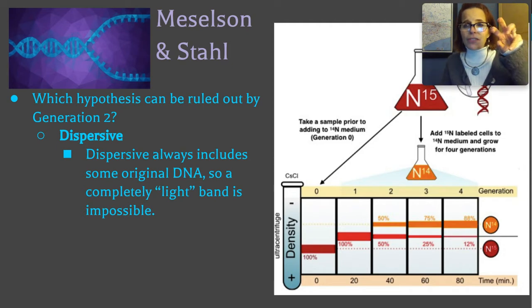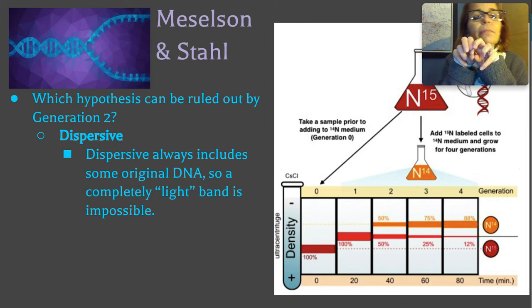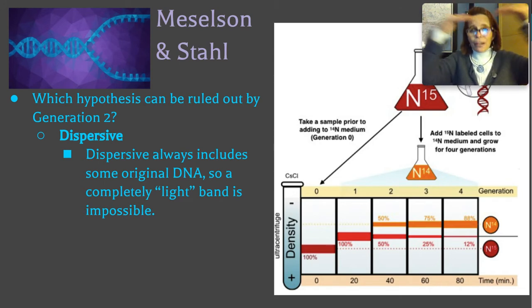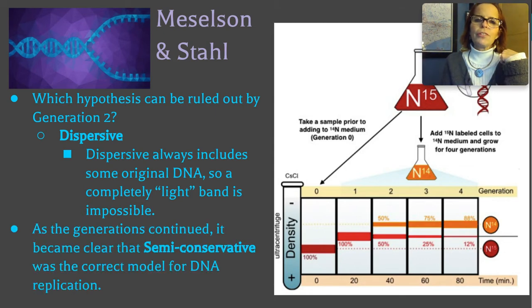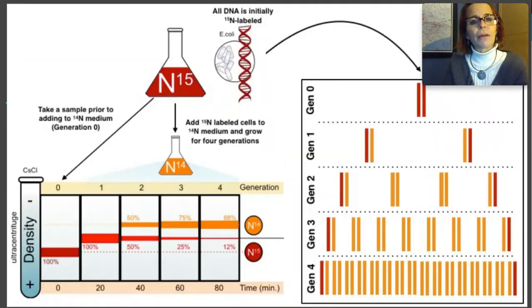Dispersive was the one that would have some chunks of completely old DNA attached to some chunks of completely new DNA. And if that were the case, you would never have a completely light band of DNA. In the dispersive model, it would always include some DNA that had the heavy nitrogen. So already we've concluded that dispersive and conservative aren't possible. So as the generations continued, it became clear that semi-conservative was the correct model for DNA replication.